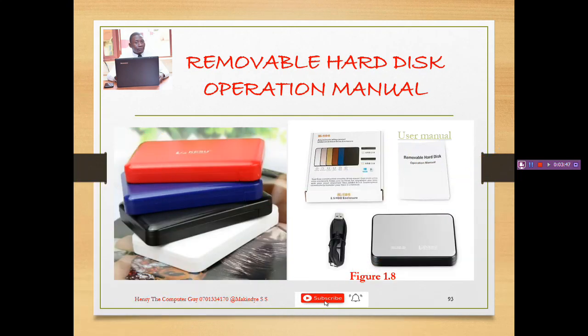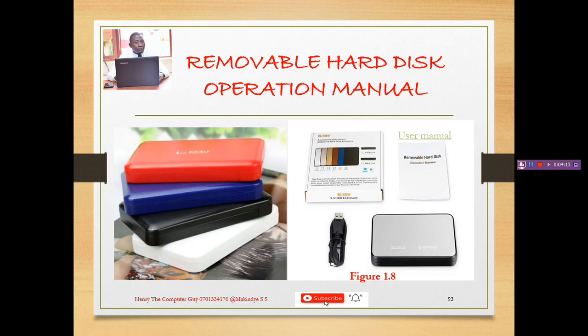And they're showing us the removable hard disk operation manual. Remember, they come in different colors. We can buy the red, the blue, the black, and the white. This is its packaging. This is the USB cable, and this is how it will look. And our user manual, or operational manual, is here. So let's refer to it.